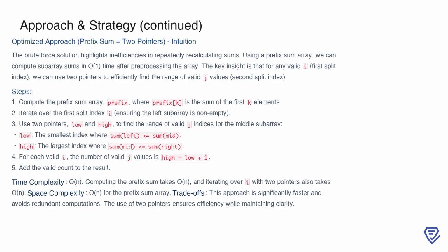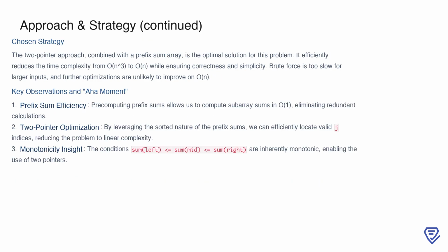The difference between these two pointers gives us the count of valid splits for that specific first split index. By eliminating redundant calculations and leveraging the two-pointer technique, this method achieves a time complexity of O(n), making it significantly more efficient than the brute force approach. The chosen strategy for this problem is the two-pointer approach combined with the prefix sum array. This method is optimal because it reduces the time complexity from O(n^3) to O(n), while maintaining clarity and correctness.